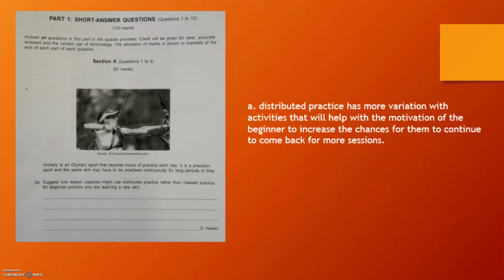All right, next question. Looking at archery. So it's a precision sport. The same skills might be practiced continuously for long periods of time. Suggest one reason coaches might use distributed practice rather than mass practice for beginning archers who learn a new skill. So I've said distributed practice has more variation with activities that may help the motivation of the beginner to increase their chances to continue to come back for more sessions.